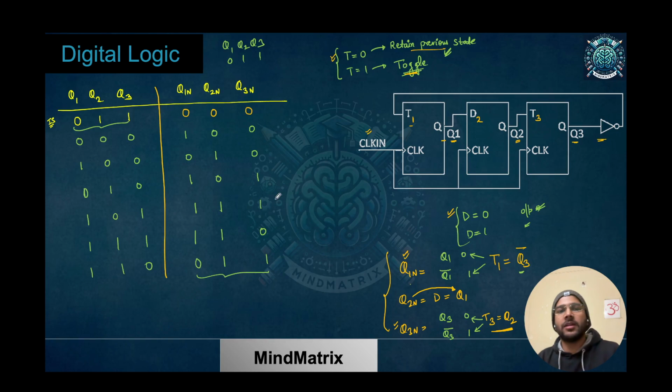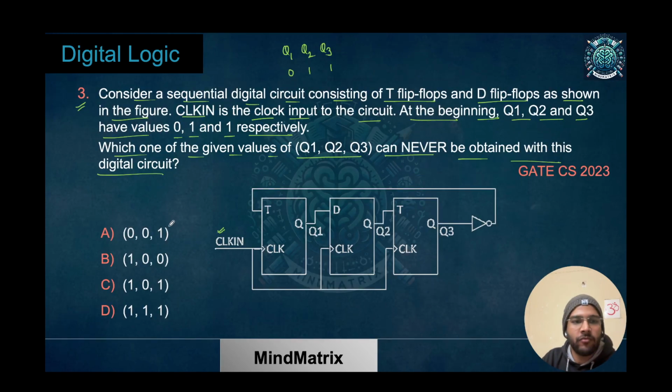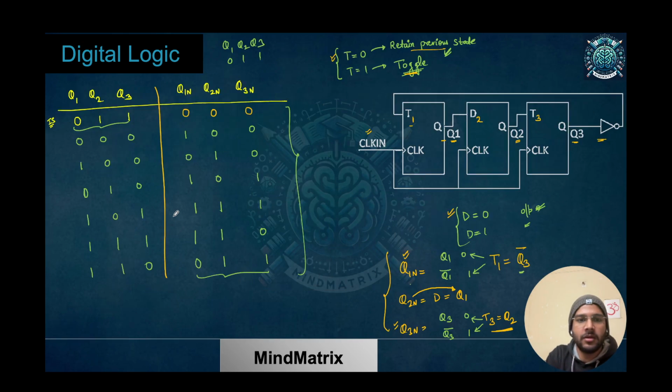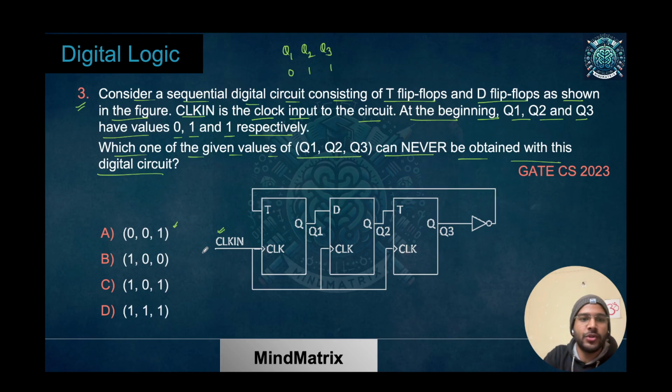That means these are the possible states that can be generated by this given circuit. And we need to find which state we are never going to get from this circuit. So here, can we get 0, 0, 1? Let's see. Do we have 0, 0, 1 here? No. So 0, 0, 1 is not possible. So option A is the correct answer.